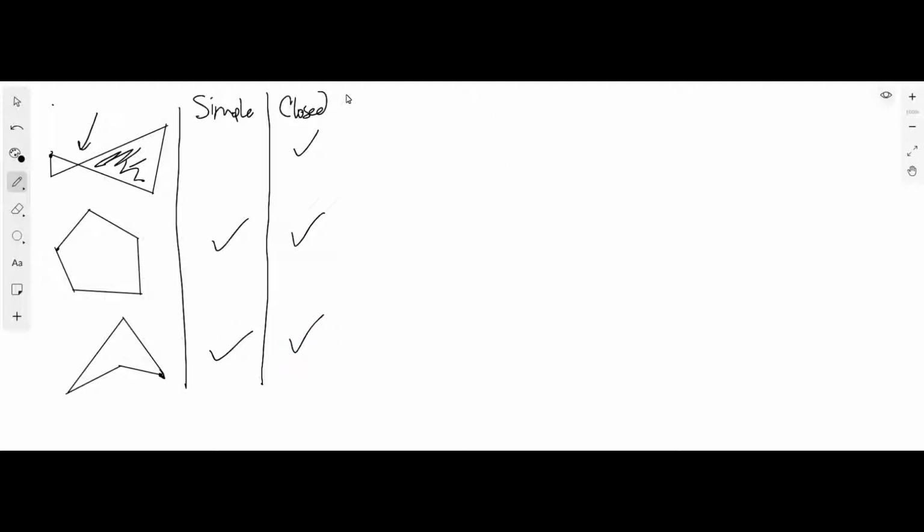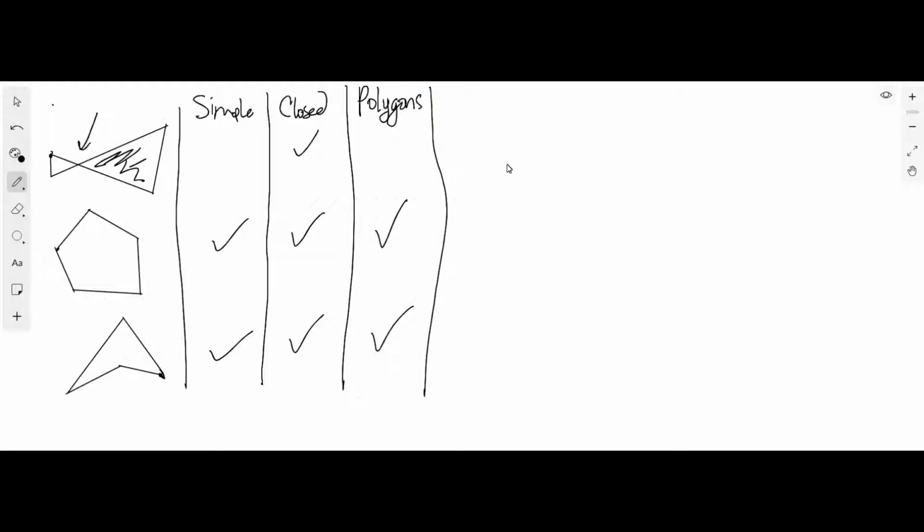The next one is whether or not they are polygons. This one here, because it has two separate spaces, is not a polygon. This one and this one, yes. They are simple, they are closed, they are all straight edges, they meet at vertices. Those are polygons. We're good. The next part is whether or not it is concave or convex. Let's go concave first.